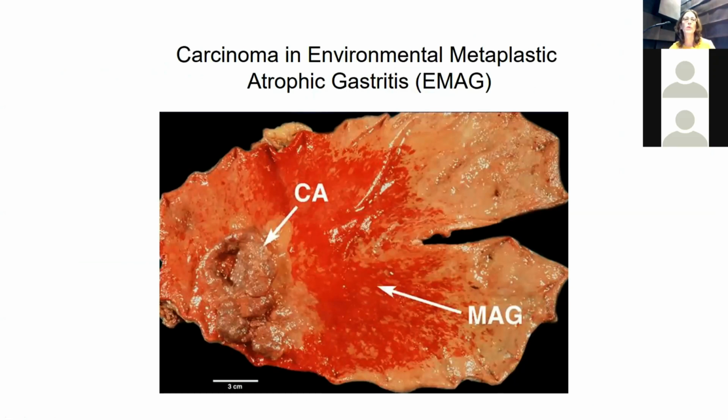This is a special preparation called Stemmermann solution. It's poured onto the surface. It's an alkaline phosphatase solution, and everything that's intestinalized turns red. So on the right of the image, you can see the gastric body. Down here would be the duodenum. Here's a cancer, and it's arisen kind of at this junction of the body and the antrum in an area that's intestinalized. So MAG, of course, standing for metaplastic atrophic gastritis.